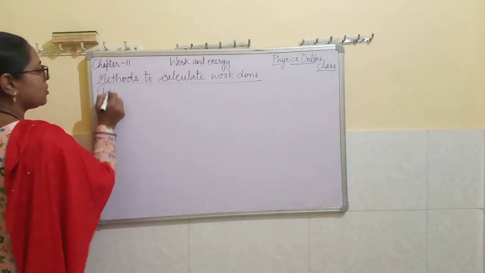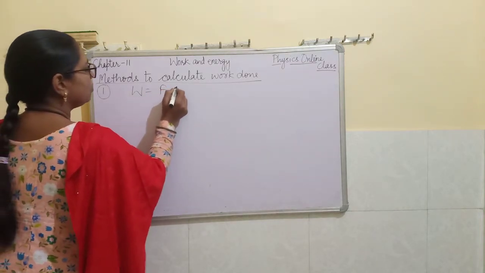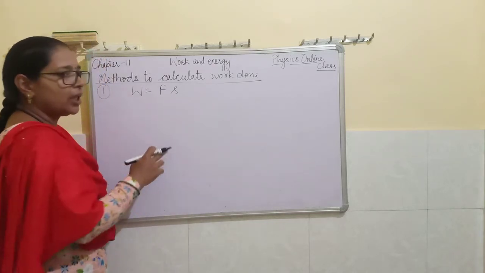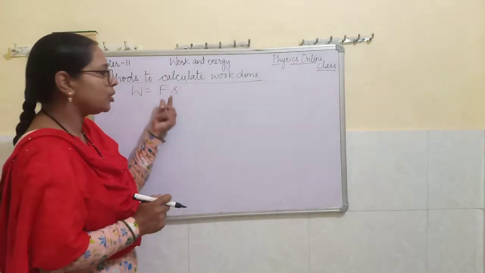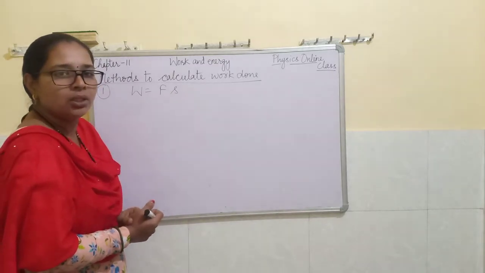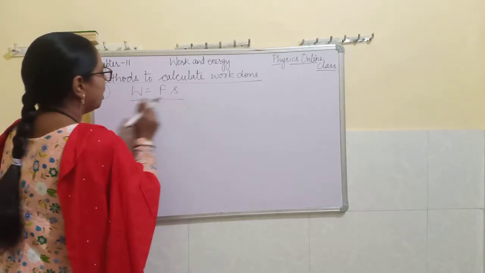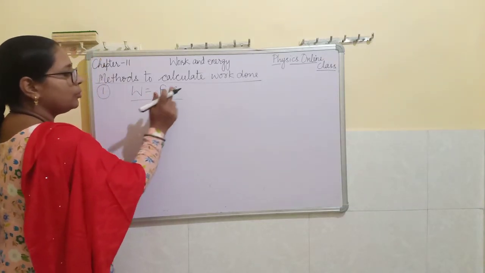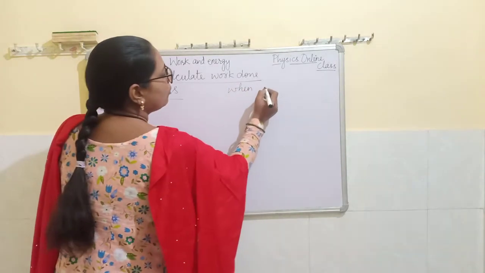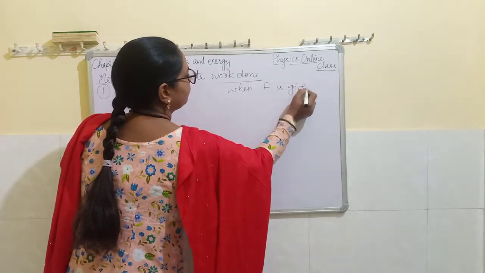The very first method, as we know, work done is force into displacement. So if the question is given like this, a force of 10 Newton is applied on a body which displaces it by 2 meter, then calculate the work done. We will simply use the relation work done is F into S. That means the condition for this formula is when force is given.